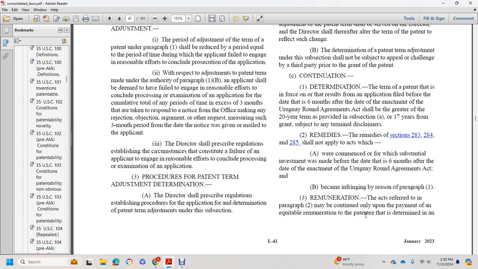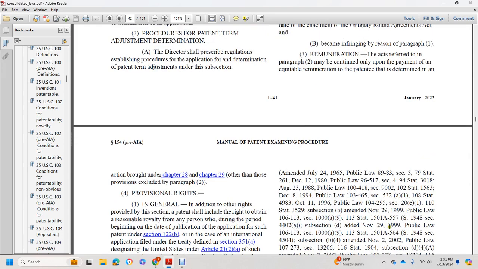2. Remedies of sections 283, 284, and 285 shall not apply to acts which were commenced with a substantial investment made before the date 6 months after the date of the enactment of the Uruguay Round Agreements Act and become infringing, with the response reason for paragraph 1. The acts referred to in paragraph 2 may be continued only with payment of equitable remuneration to the patentee, determined in an action brought under chapter 28 and 29 other than those provisions excluded in paragraph 2.